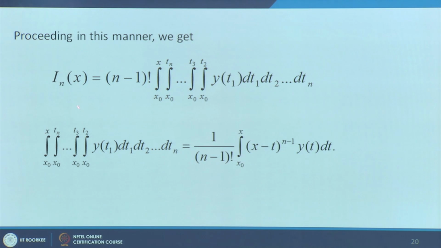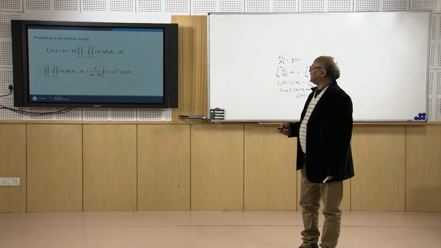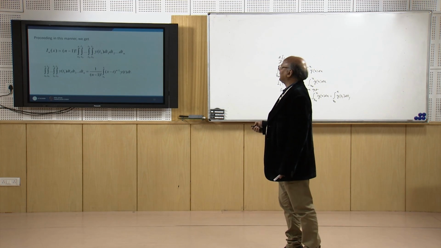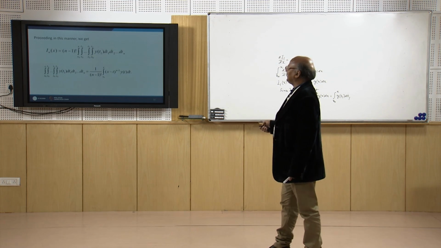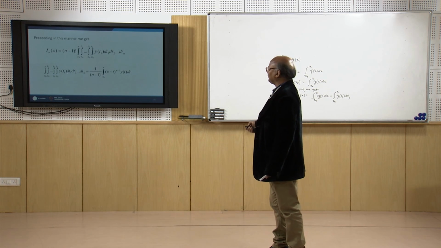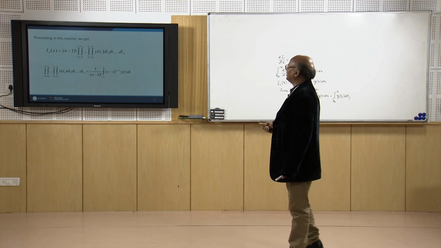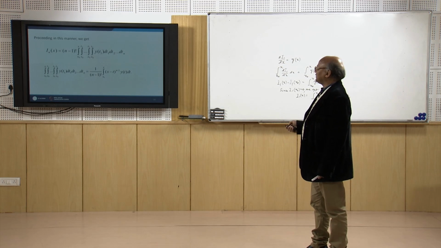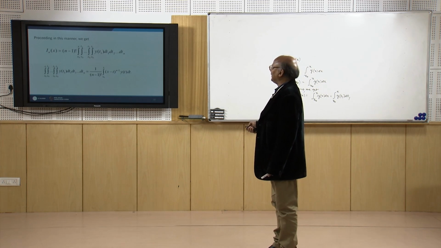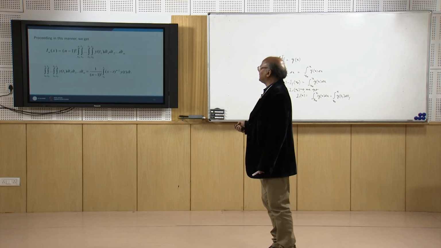So, we will get I_n(x) equal to (n minus 1) factorial times the integral from x naught to x, x naught to t_n, down to x naught to t_2 of f(t_1) dt_1 dt_2 ... dt_n. So, this is equal to 1 over (n minus 1) factorial times I_n(x), which we have assumed as the integral from x naught to x of (x minus t) raised to the power n minus 1 by f(t) dt. So, this is how we prove that a multiple integral of the function f(x) can be converted into a single integral. This result we shall be using when we deal with initial value problems.